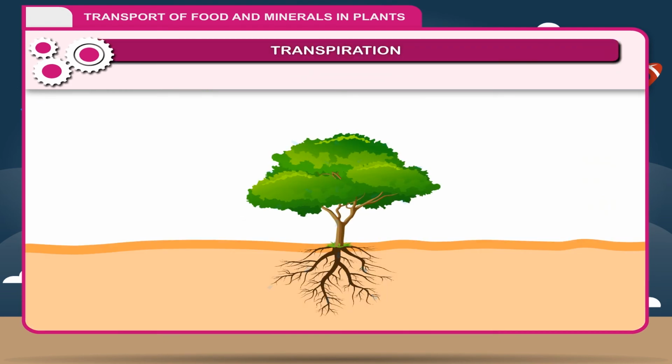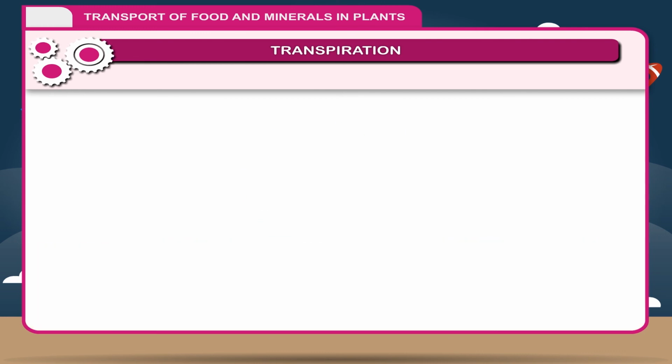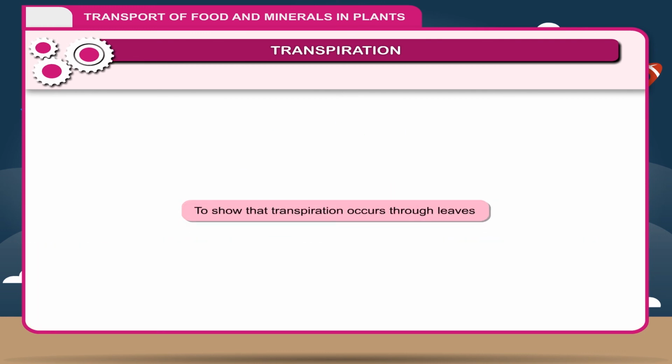Transpiration. You know that plants absorb a large amount of water from the soil, but the plants do not consume the entire water. Only 2 to 5% of the total absorbed water is utilized by the plants. Rest of the water is lost from the aerial parts of the plants in the form of water vapor. Thus, the process in which excess water is lost from the leaves in the form of water vapor is called transpiration.